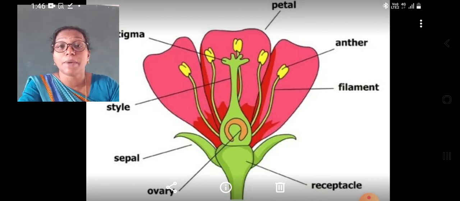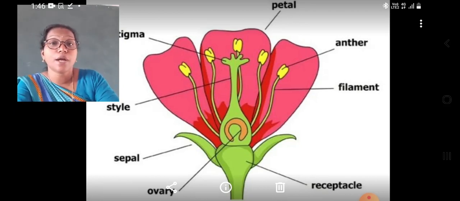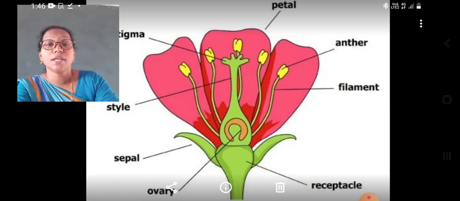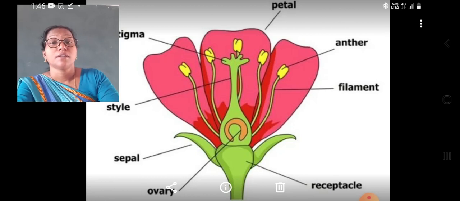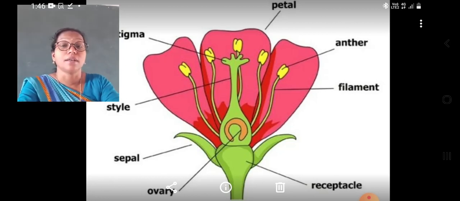Inside the sepals there are petals. The petals are the colored part of the flower. The petals attract insects for pollination. There are different beautifully colored flowers all over the world. There are millions of flowers having different colors, sizes, shades, etc.